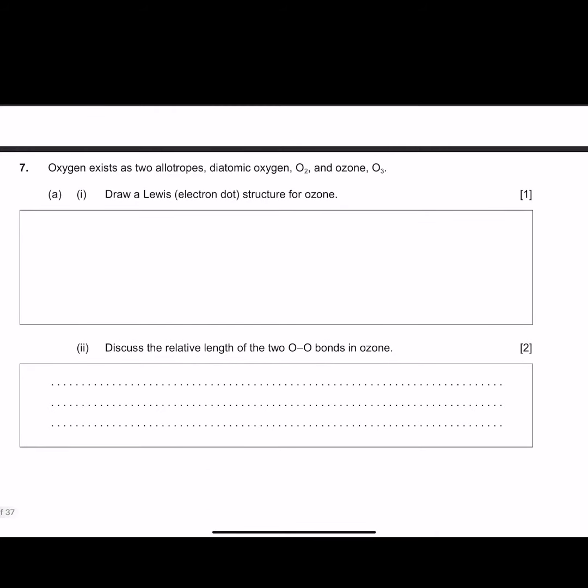Moving on to question 7, we have oxygen that has 2 allotropes, O2 and O3. We need to draw the Lewis structure for ozone. For ozone, this is the Lewis structure. You have to write or draw all the electrons. So here it's already 3 bonds. So okay, this is the answer. You can also draw the other equivalent structure, which looks like this.